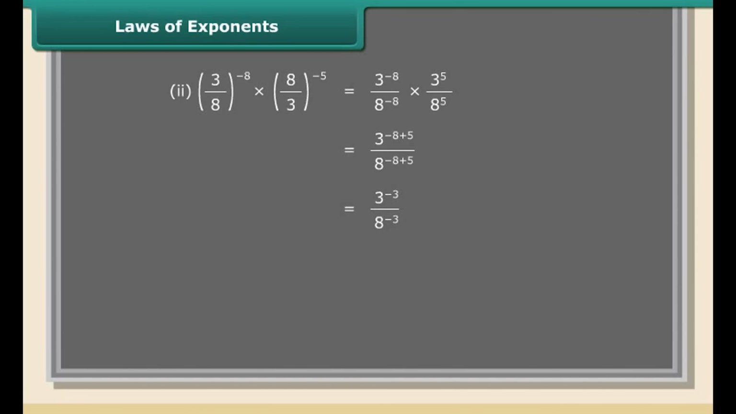raised to the power minus 3 upon 8 raised to the power minus 3, which is equal to 8 raised to the power 3 upon 3 raised to the power 3, which is equal to 512 upon 27. So (3/8) raised to the power minus 8 into (8/3) raised to the power minus 5 is equal to 512 upon 27.